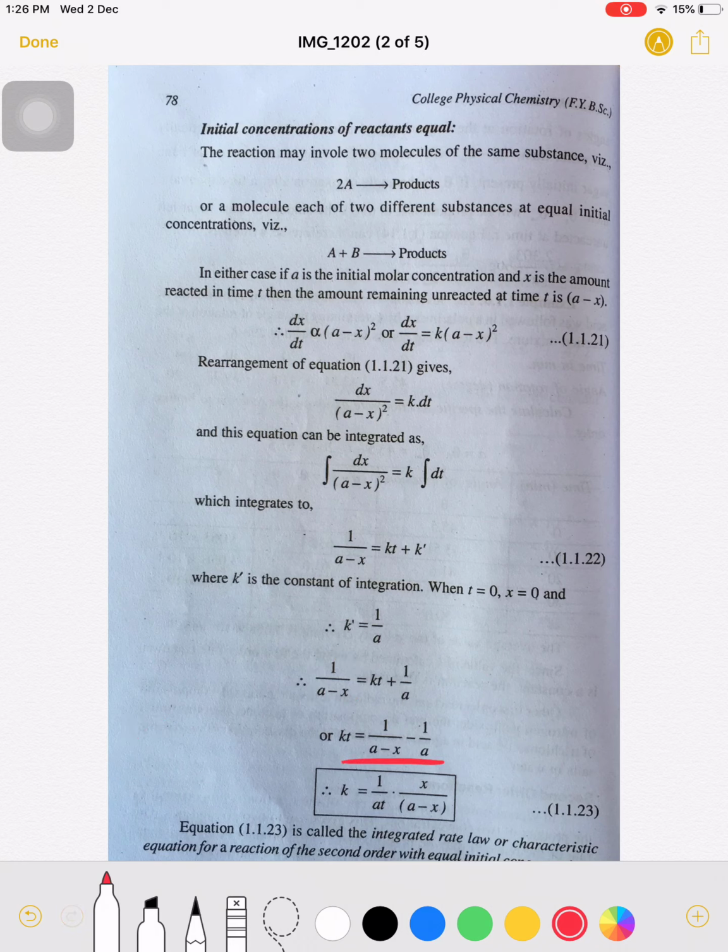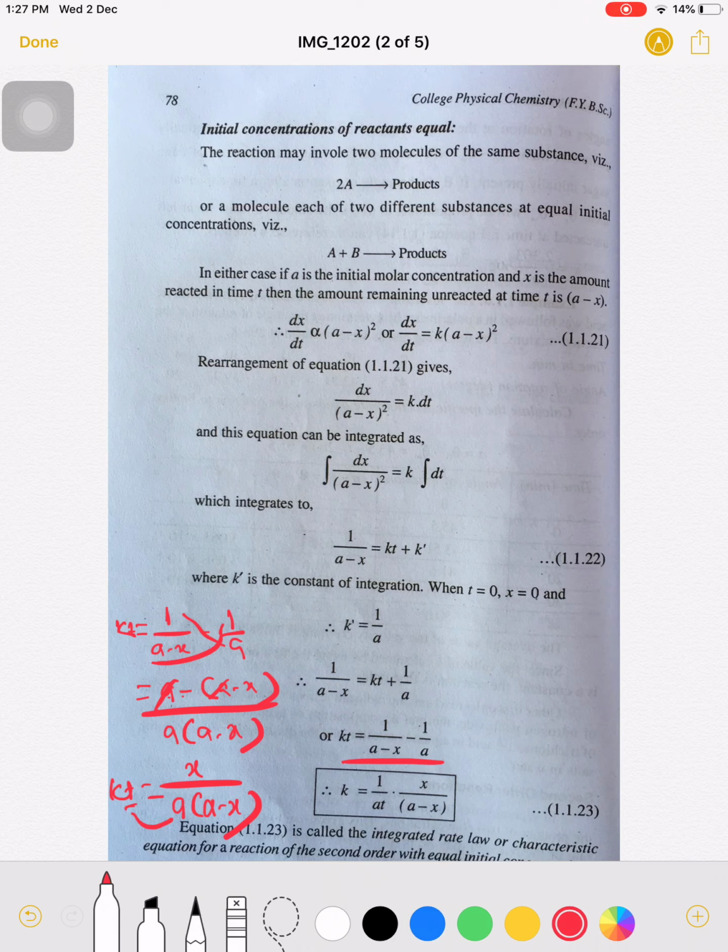So this equation is written like, kt is equal to 1 upon a minus x, minus 1 upon a. So a is multiplied here, so a minus of a minus x goes here, a minus x divided by a into a minus x. So a minus a gets cancelled, therefore minus minus plus, therefore x upon a into a minus x. So kt is equal to x upon a minus x.